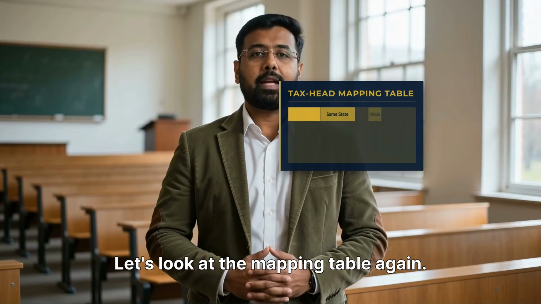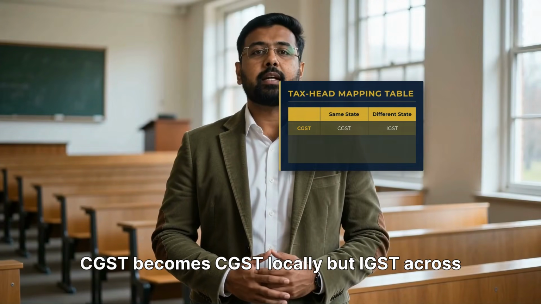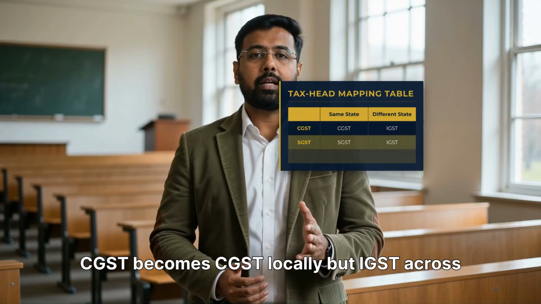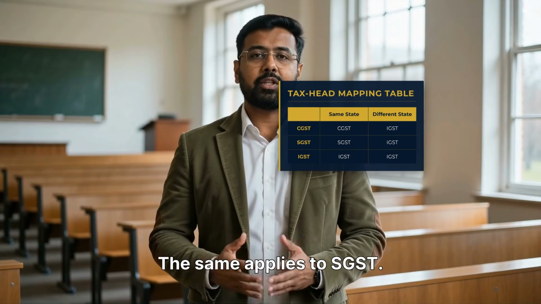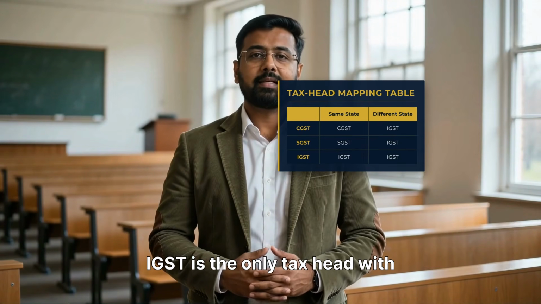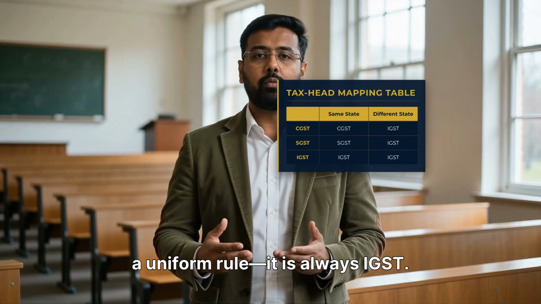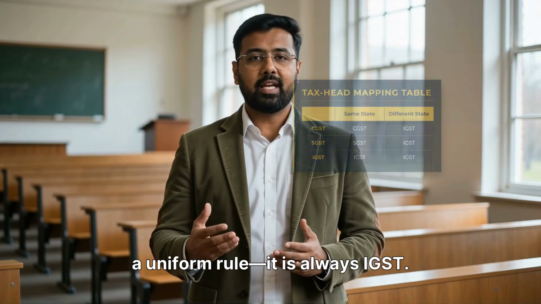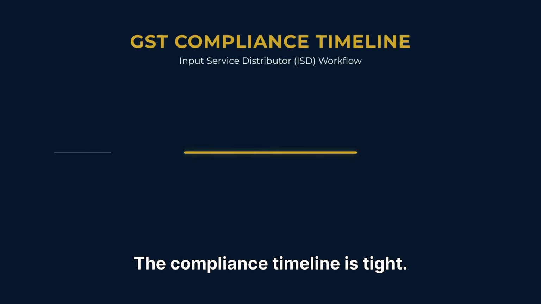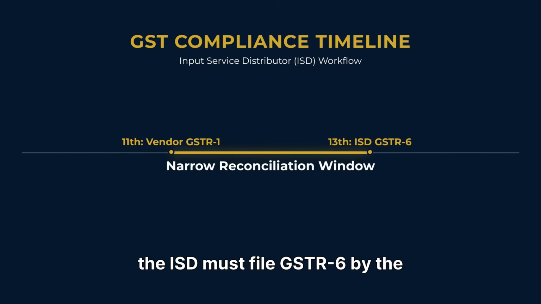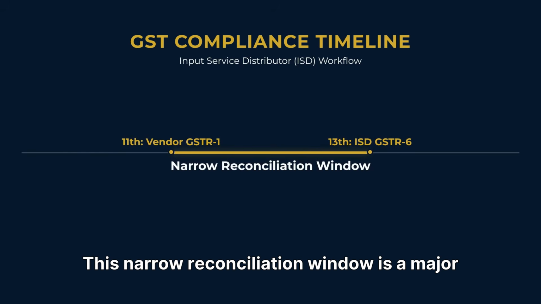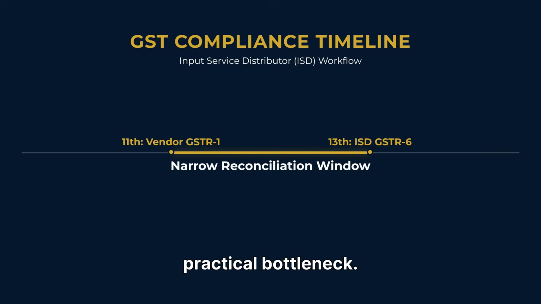Let's look at the mapping table again. CGST becomes CGST locally, but IGST across states. The same applies to SGST. IGST is the only tax head with a uniform rule. It is always IGST. The compliance timeline is tight. Vendors file GSTR1 by the 11th, and the ISD must file GSTR6 by the 13th. This narrow reconciliation window is a major practical bottleneck.